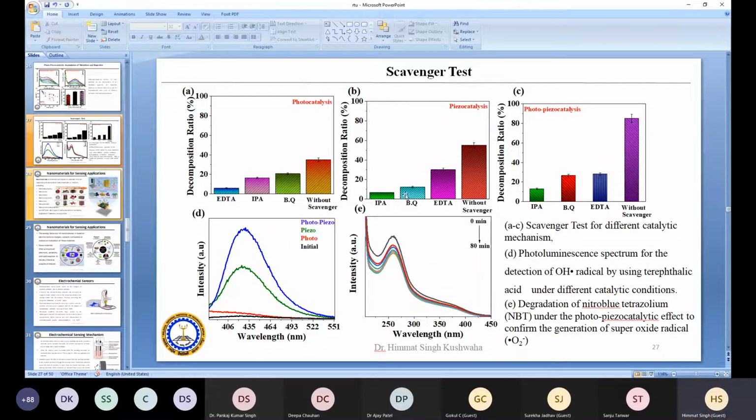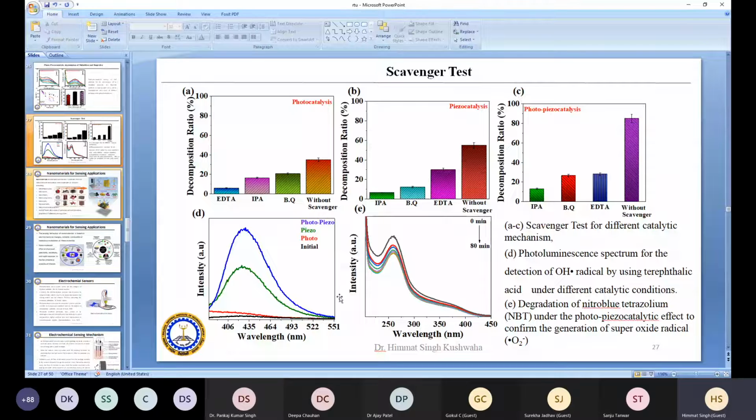Similarly, in the case of the piezocatalysis process, the OH radicals act as the active radicals, and in the case of the photopiezo process, all three kinds of active species, the electrons, the OH radicals, the O2 radicals, and the holes, are acting as the active species for the degradation.